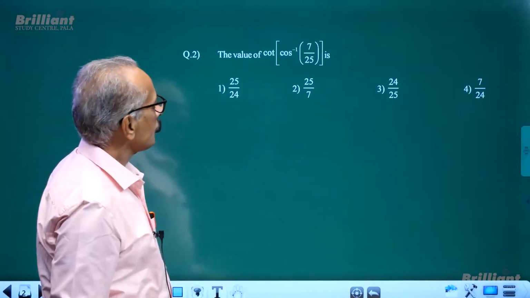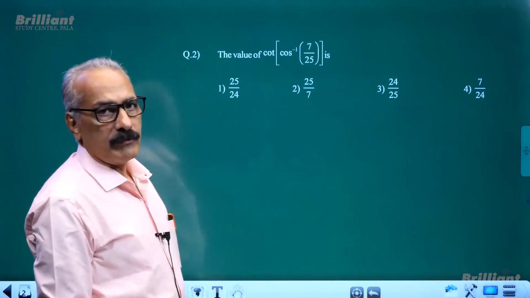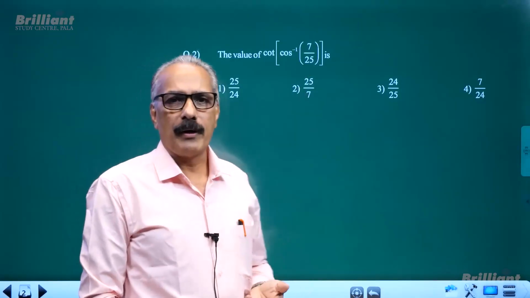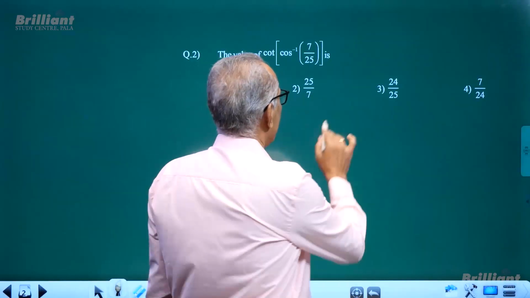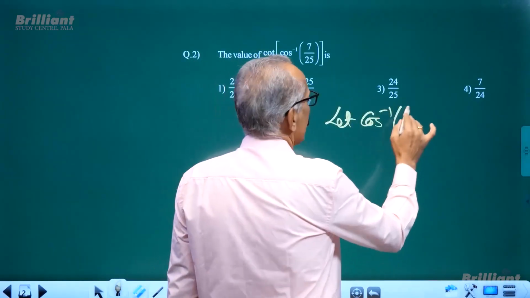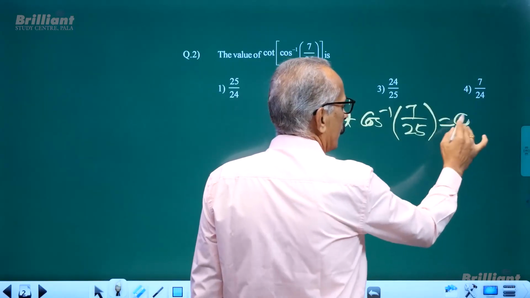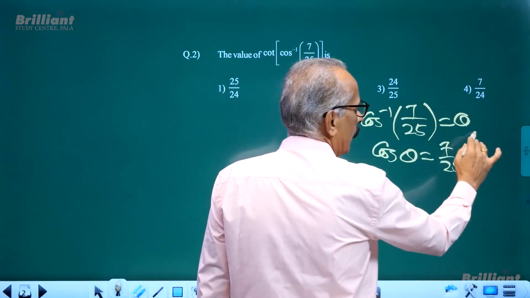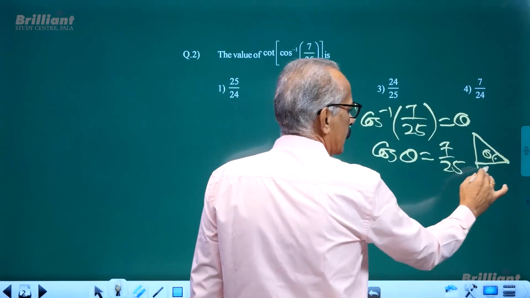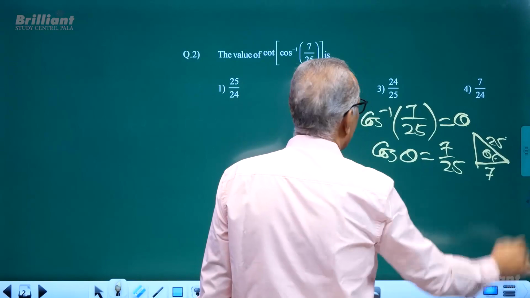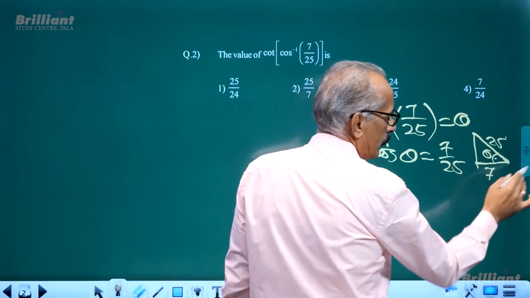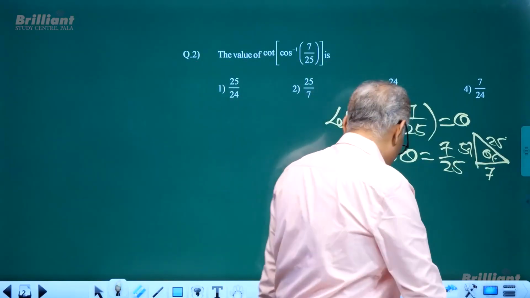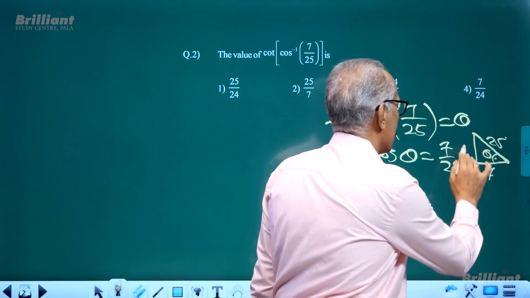Now we'll move on to the next. The value of cot of cos inverse. This type of question you keep in mind. Whenever there is an inverse trigonometry inside a trigonometry, put inverse trigonometry equal to theta. So I say let cos inverse 7 divided by 25 equal to theta. Therefore, cos theta is equal to 7 divided by 25. Okay. Immediately draw a triangle. That is theta. Theta adjacent side 7, hypotenuse, that is 25. Now what is this? Pythagorean triplet. 625 minus 49, that is 576, root over 576, that is 24.